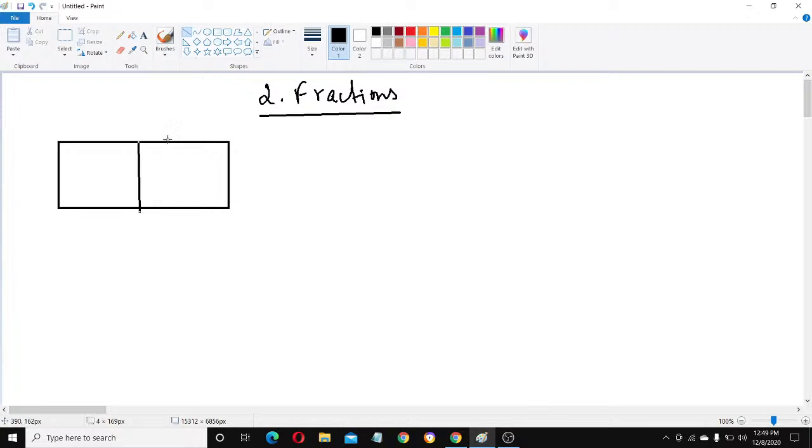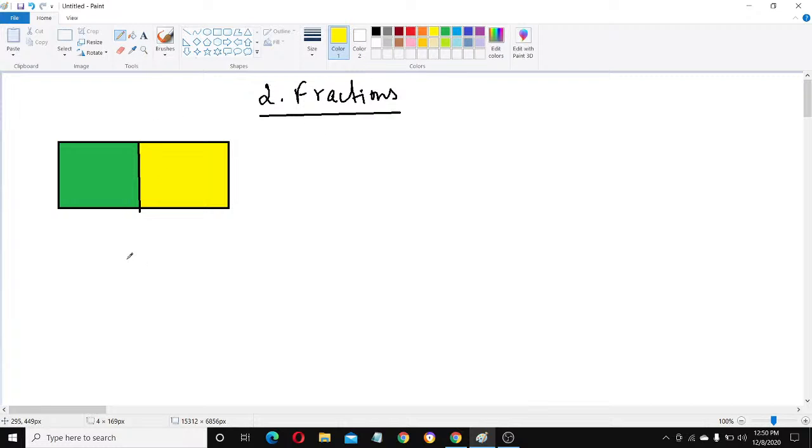This is divided into two equal parts. This rectangle is divided into two equal parts. When we divide into two equal parts, here you see two equal parts are there. Now this rectangle is divided into two equal parts.